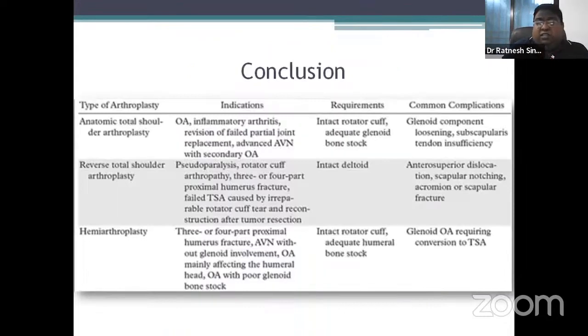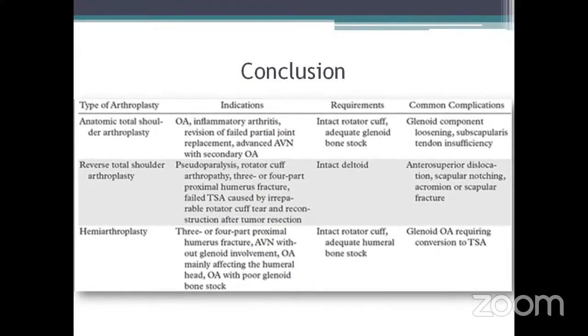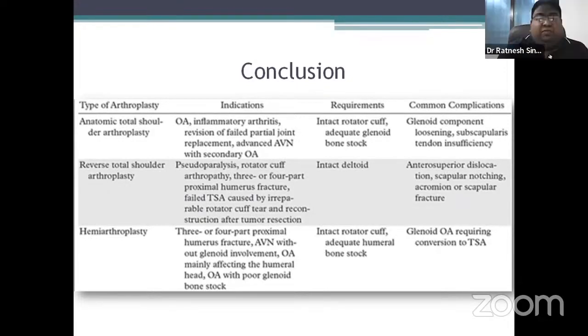So this is the conclusion on what should be used. This is the table where you can find in the short description what implant should be used. So I'm concluding my talk here. Thanks.